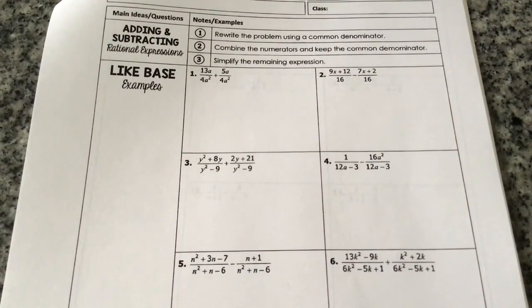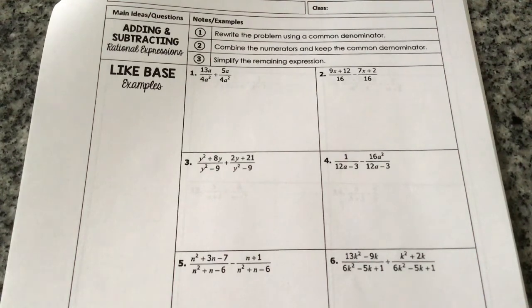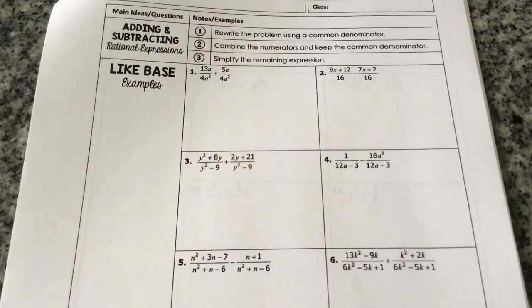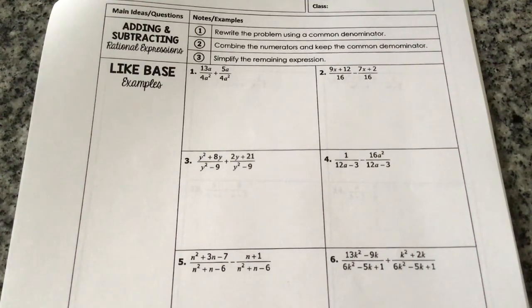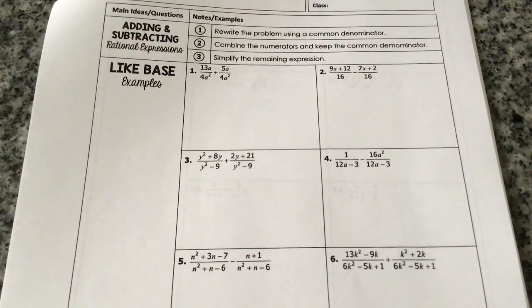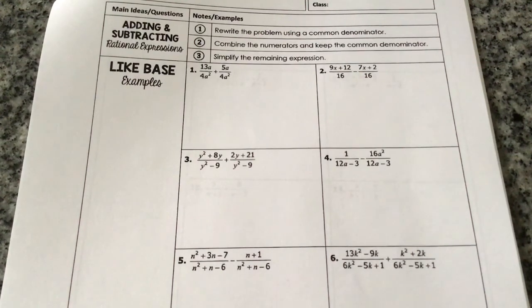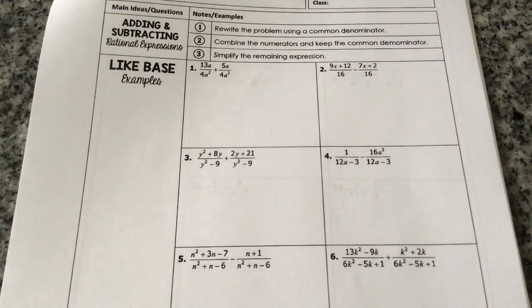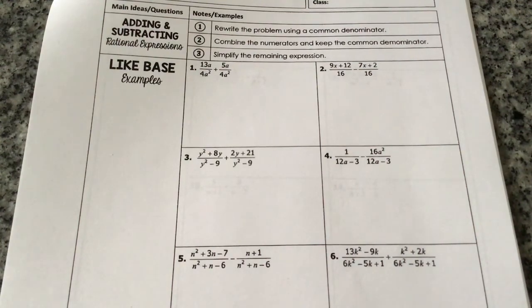It is adding and subtracting rational expressions that in the first part have a like base, and in the second part have an unlike base. Now, the first thing I want to mention is what the term base means in the context of these problems. A base, in the context of a rational expression, is the denominator.